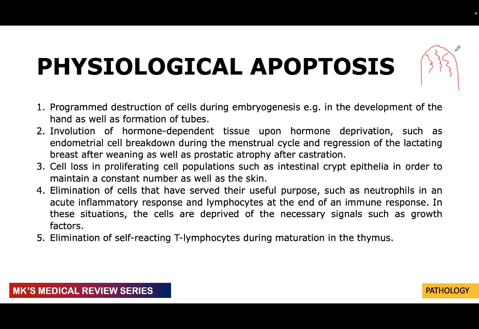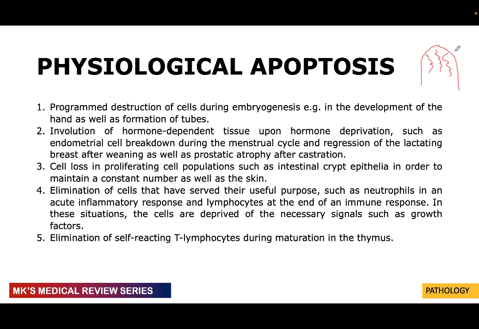The other thing is due to involution of these hormone-dependent tissues, things like the endometrium during the menstrual cycle when you withdraw certain hormones and menstruation actually happens, even regression of the lactating breast after weaning off, or even just the prostate undergoing atrophy after a patient has been castrated. You may also have the cells in the intestinal crypts. For example, you want to maintain a constant number in these intestinal crypts. You want to maintain a constant number of cells in the skin so that it doesn't thicken. These cells need to be lost and they need to be shed off, so they need to die by apoptosis.